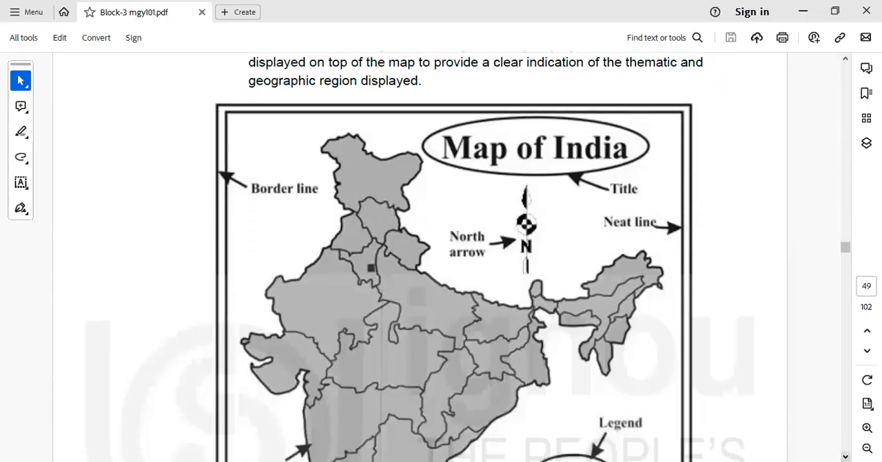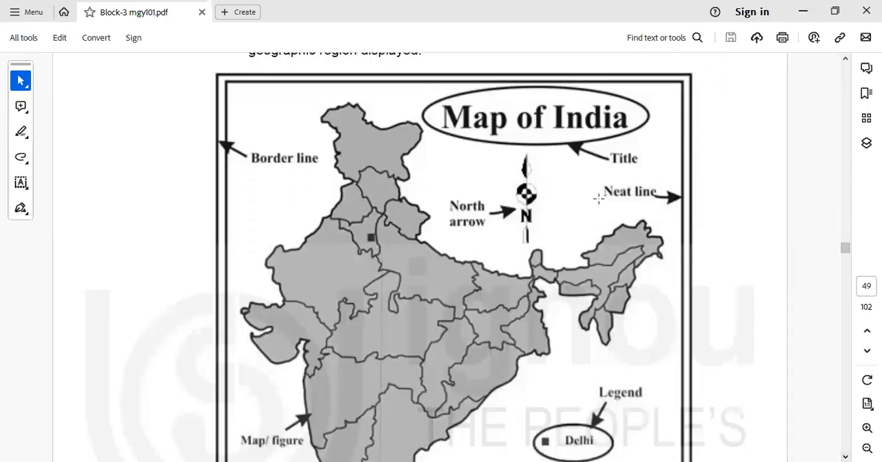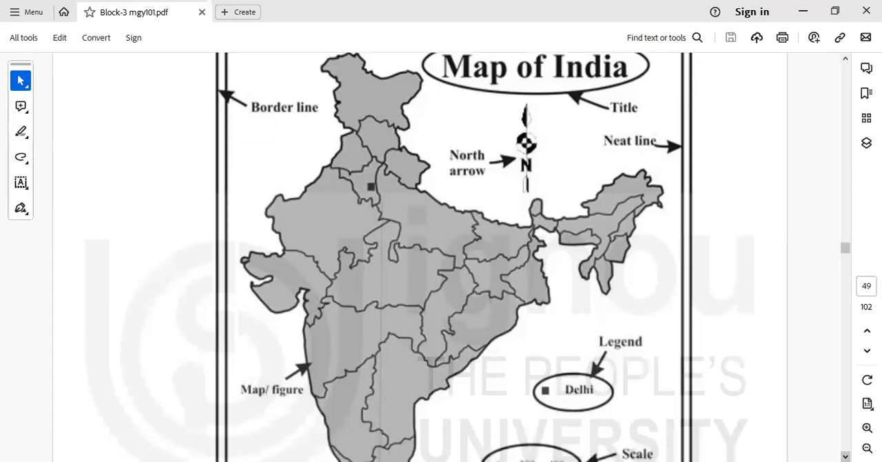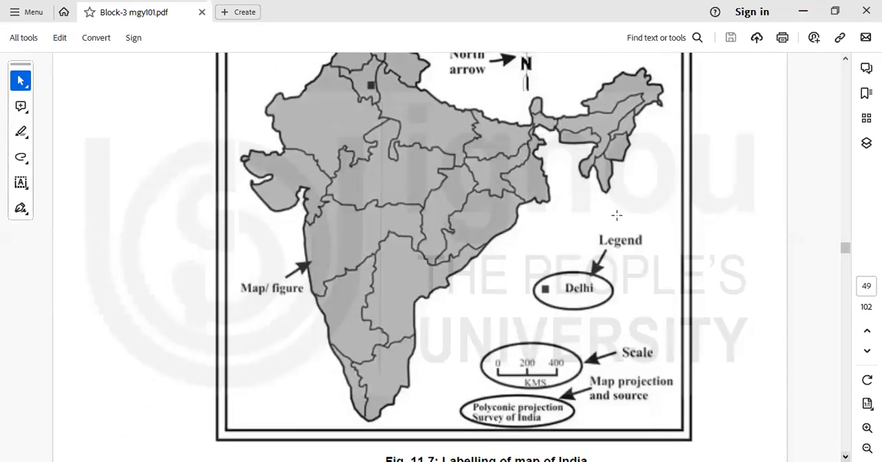So here in this map, you can see this is the title, Map of India, and these are the border lines. We have the north arrow. The outer line is known as the water line. Here, the inner line is known as a neat line. So we have the legend here. Then we have the scale. This is the graphical scale.